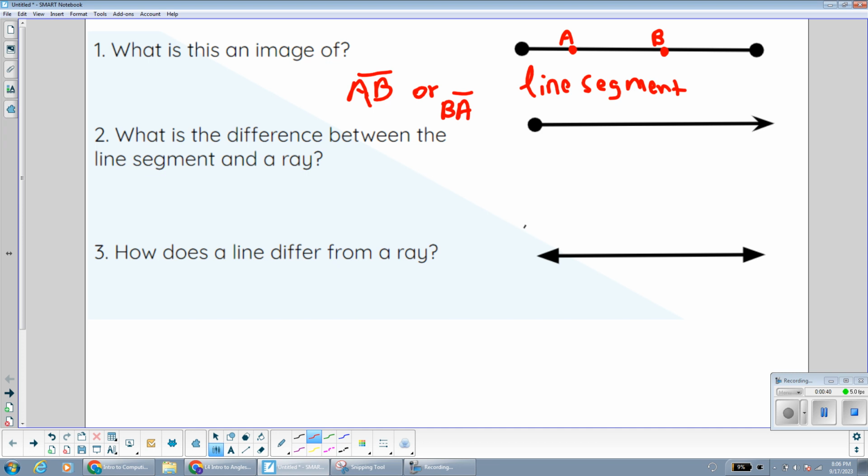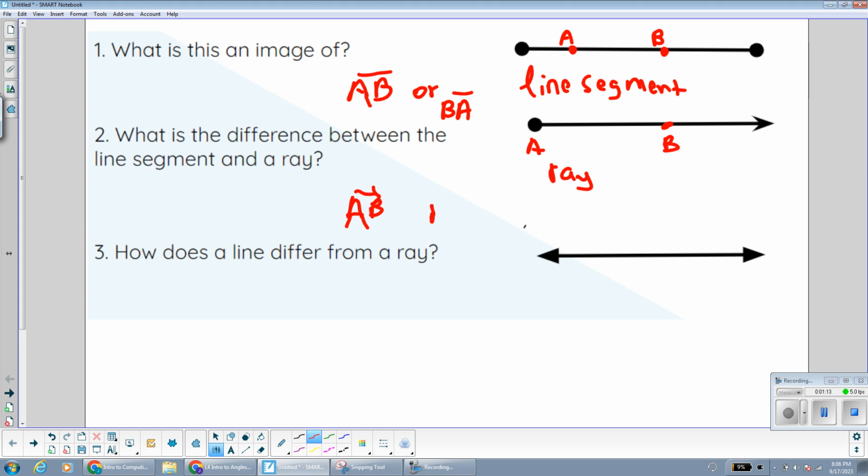Here we have a ray, and the question here says, what is the difference between the line segment and the ray? Notice how the line segment has two endpoints, but the ray only has one endpoint and has an arrow on the other side. The arrow indicates that the ray goes on forever in that direction. So if this is point A, and let me call this point B, a good name for this ray would be ray AB.